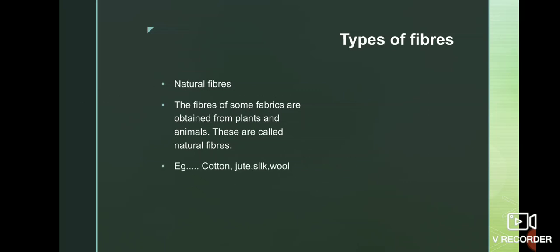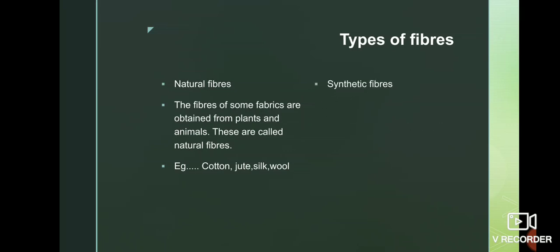Example, cotton we will get from the cotton plant. Jute we will get from the jute plant. Silk from silkworm. Wool from sheep, yak, rabbit, camels, etc. Okay.